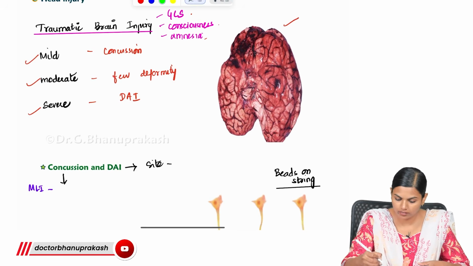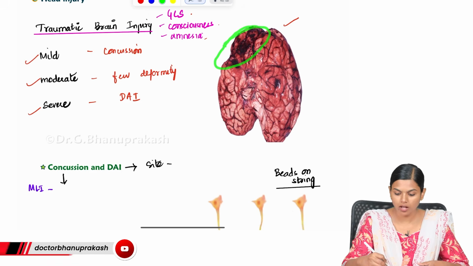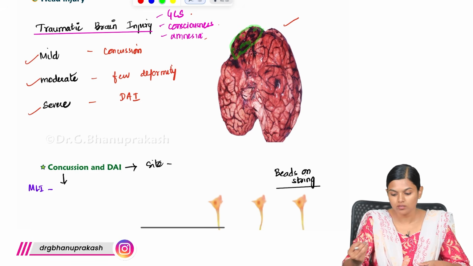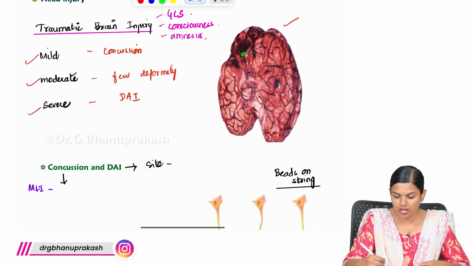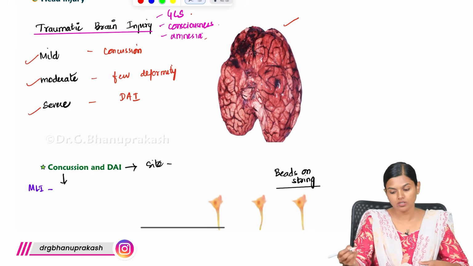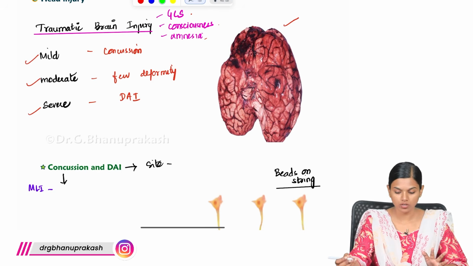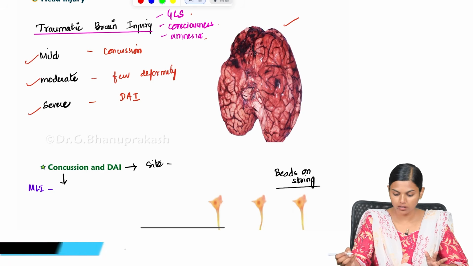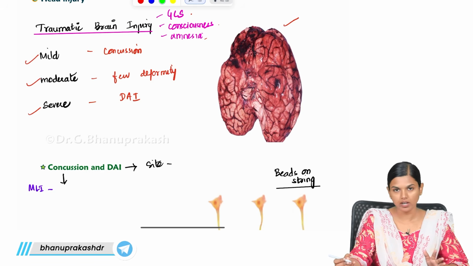So this is the contused area, and you can see multiple hemorrhages over here, and this will undergo necrosis, and as you can see it is shriveled. So this area will go into necrosis. This is the cerebral contusion, how it usually looks. You can see it is mostly seen in the gyri. In the crest of the gyri you will be seeing this, not in the sulci, only in the gyri you will be witnessing these contusions.